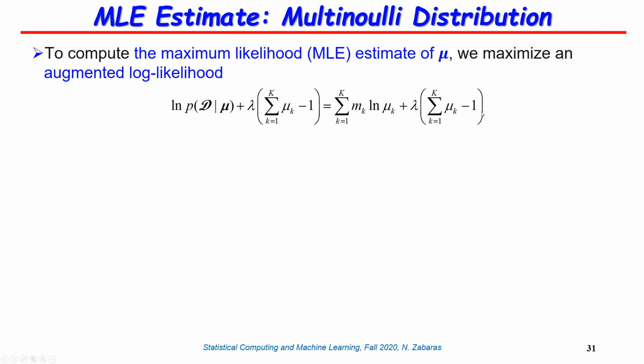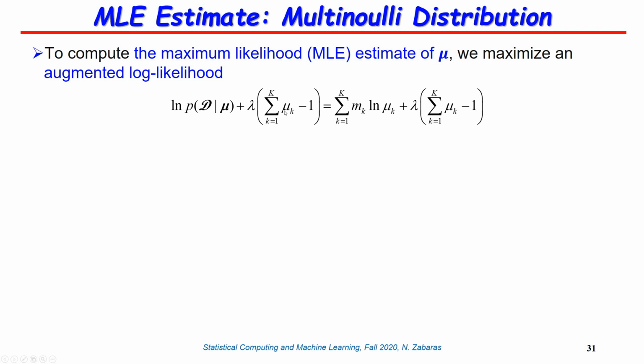But somehow, out of nowhere, I see another term here in my objective function, if you like. That term is a Lagrange multiplier times the constraint that we had in our problem. So this is an augmented maximum likelihood estimator, because it says: yes, find me the mu that maximizes this log likelihood, but be sure the values you compute always sum to 1. Lambda is a Lagrange multiplier.